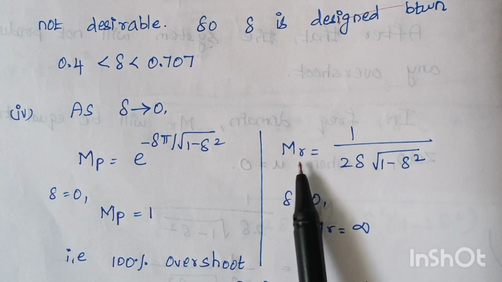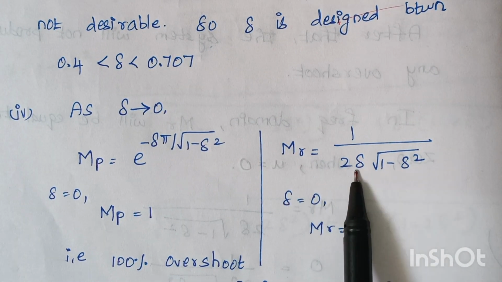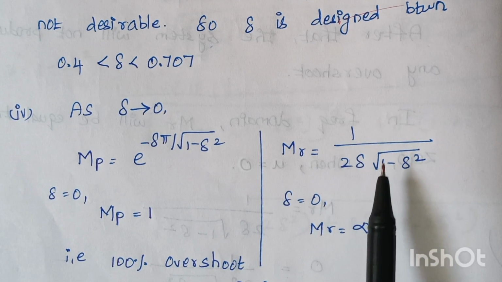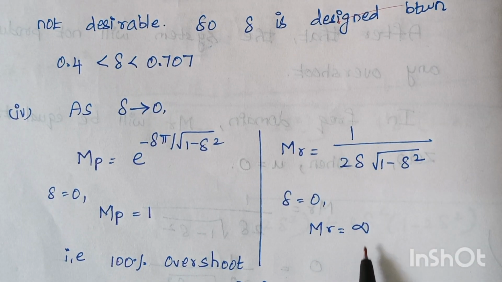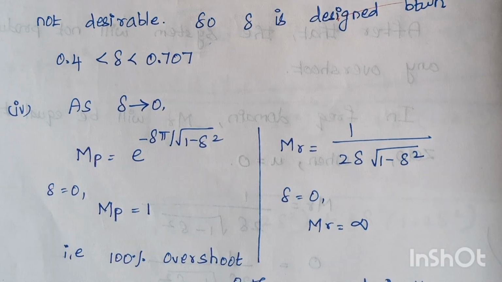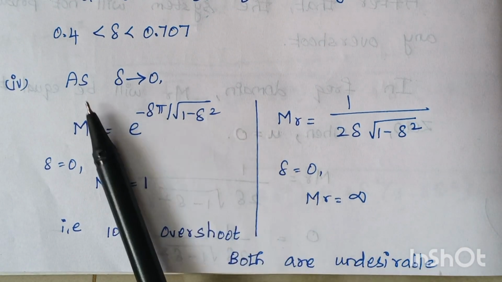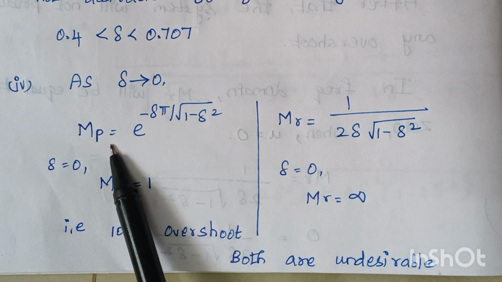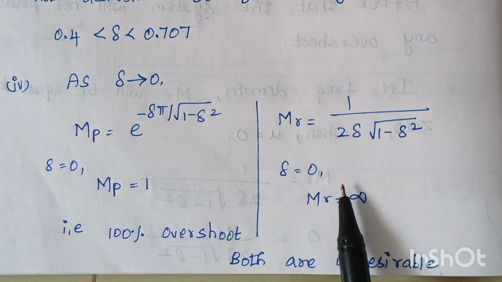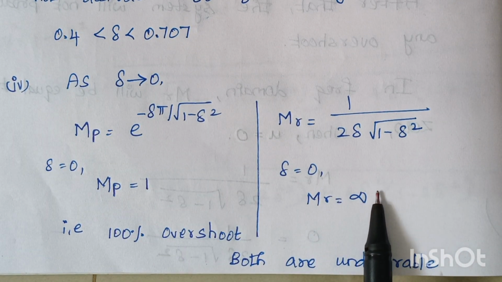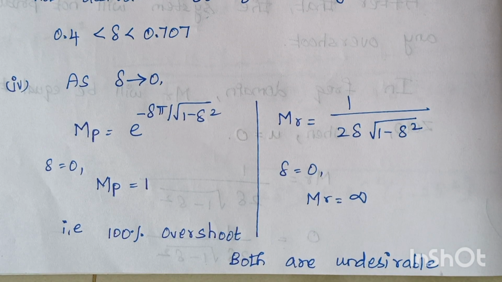But in the case of the resonant peak, when the value of zeta is made 0, that is 1 divided by 0, it is nothing but infinity. So finally you see the statement, both are undesirable. It is not practically possible. We will never do this. Just for analysis we are considering. So whenever the value of zeta is made 0, both the peak overshoot and the resonant peak values are undesirable. They are very, very high.